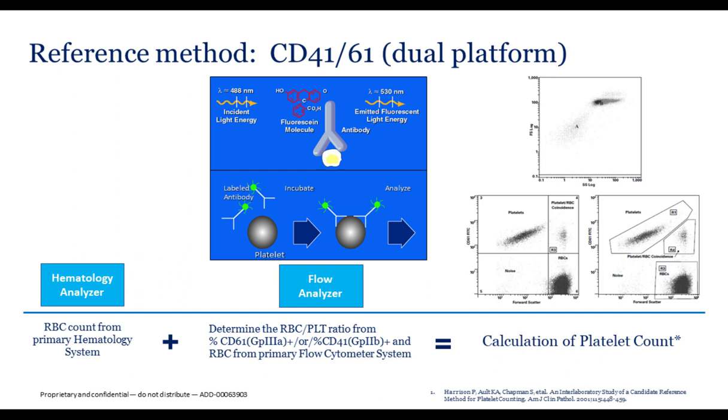Subsequently, the erythrocytes are counted in a separate hematology analyzer, which eventually allows calculation of the platelet concentration based on the scatters that we see on the right-hand side. This ICSH reference method is a two-platform technique, as I mentioned, which involves the use of a hematology analyzer and a flow cytometer, and this cannot be fully automated. This fact and the requirement for an experienced flow cytometrist make it difficult to perform the reference method on a routine basis in the hematology laboratory.